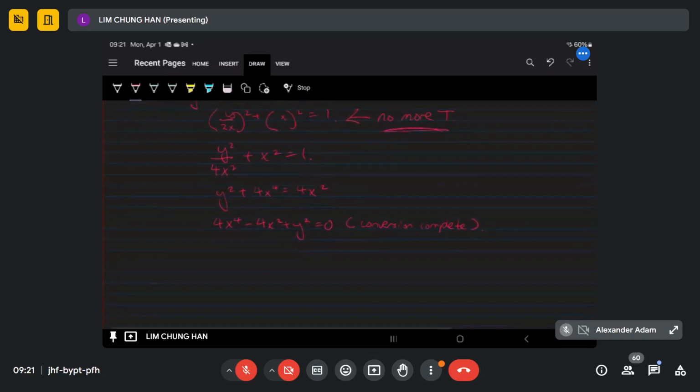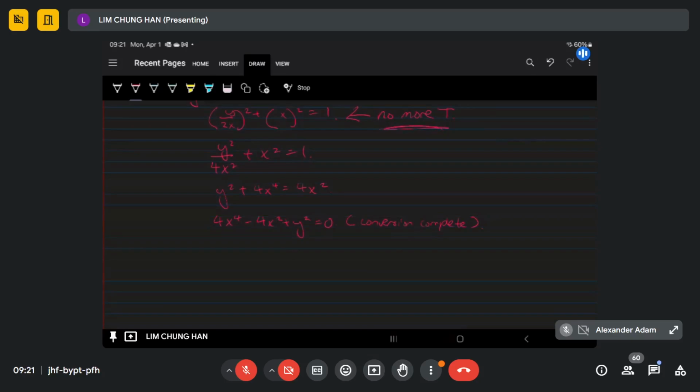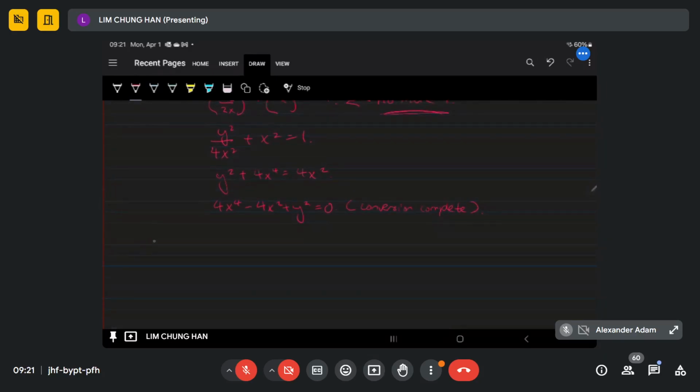Okay, so now we finish converting. There's actually only one thing. If you don't know the shape, there's actually not much you can do. All you can do now is go for the table method. If you cannot guess the shape at all, you go for the table method.